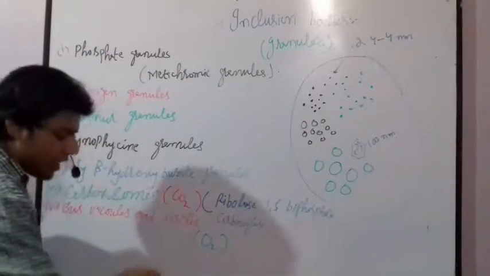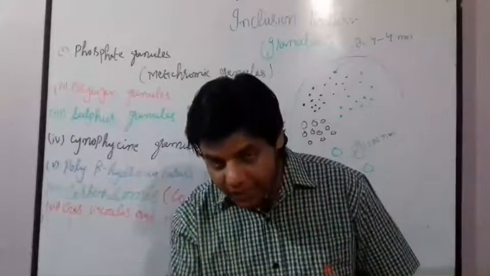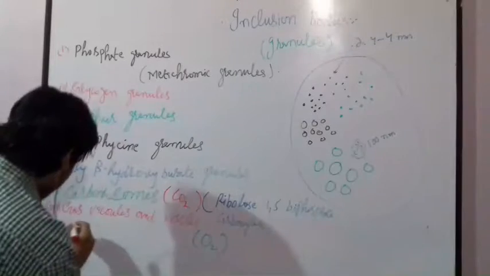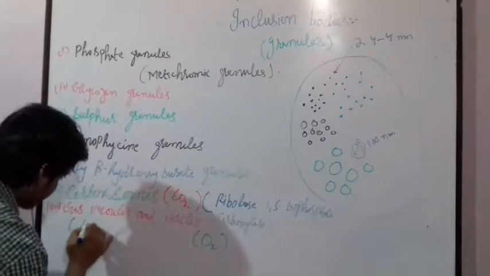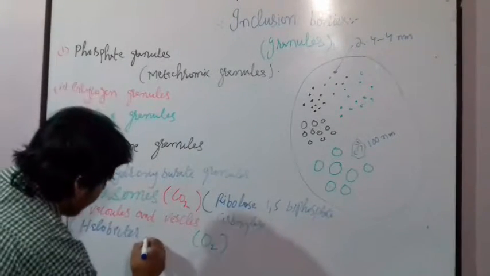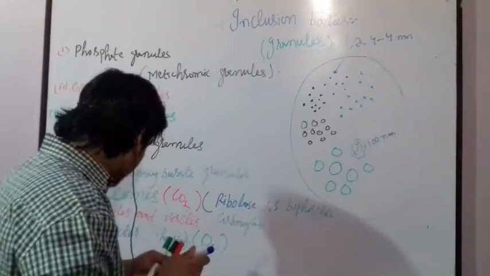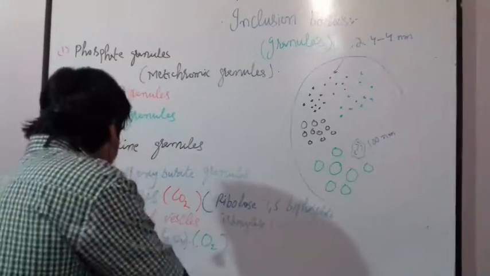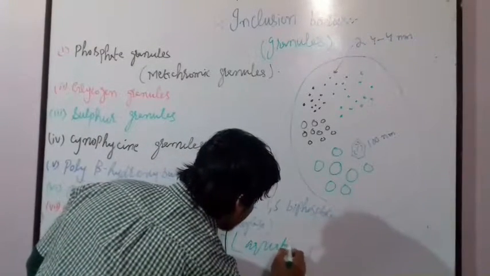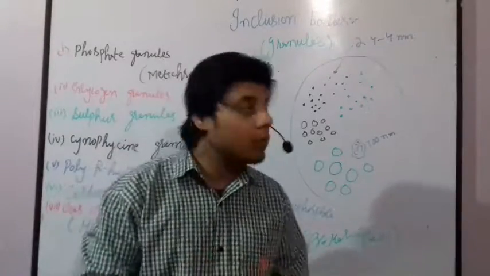Now these gas vacuoles and gas vesicles are actually present in the halobacter, and it is also present in the enterobacteria. Let me write the name, halobacter, enterobacteria. Halobacter is salt loving. And we have thioracics, which are filamentous bacteria. These two bacteria have gas vacuoles and gas vesicles. These two bacteria we also call aquatic bacteria, aquatic prokaryotes as well. So that's all about the inclusion bodies.